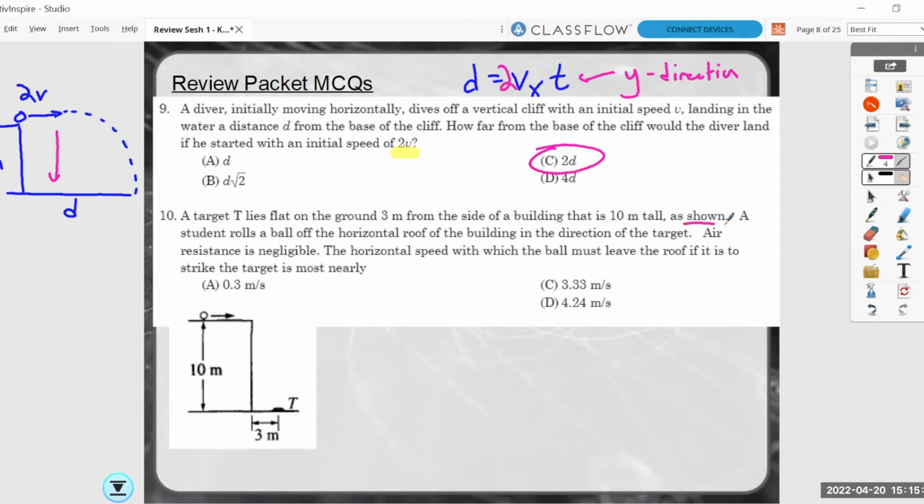I'm realizing, by the way, I fixed it in the online version. For number 10, it says as shown, and there's no picture on your packet. But this is the picture if you want to draw it. For number 10, we've got a target lying flat on the ground, 3 meters from the side of the building that is 10 meters tall.